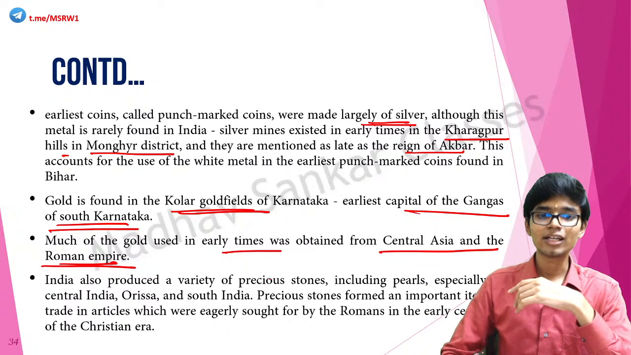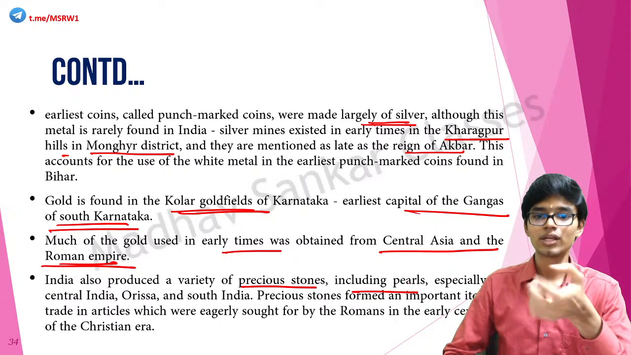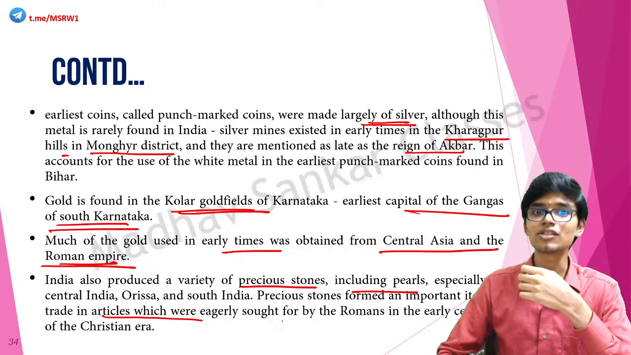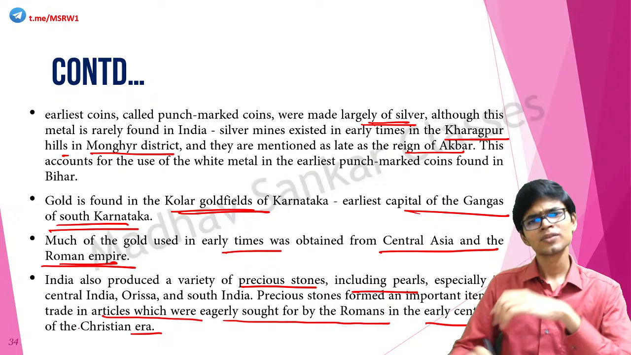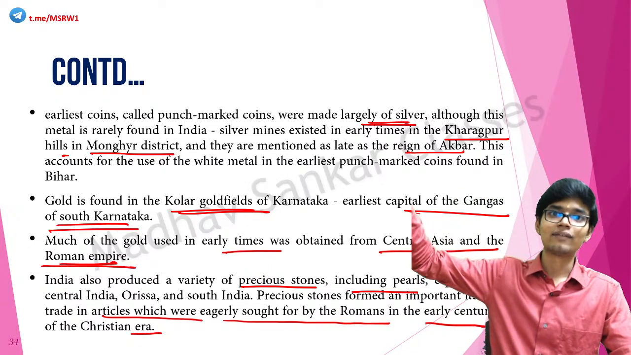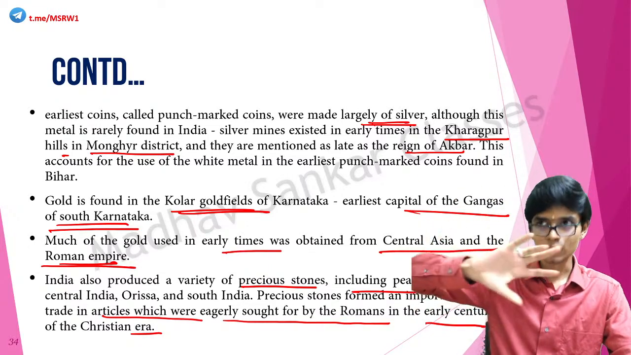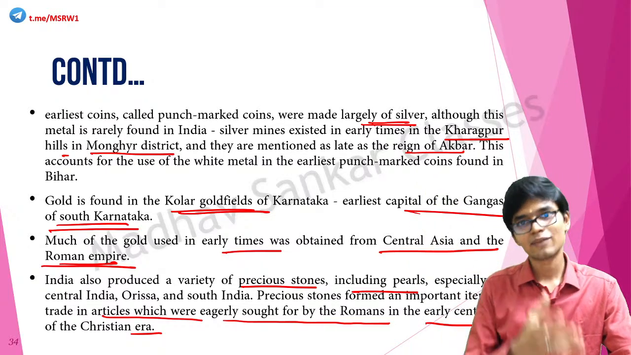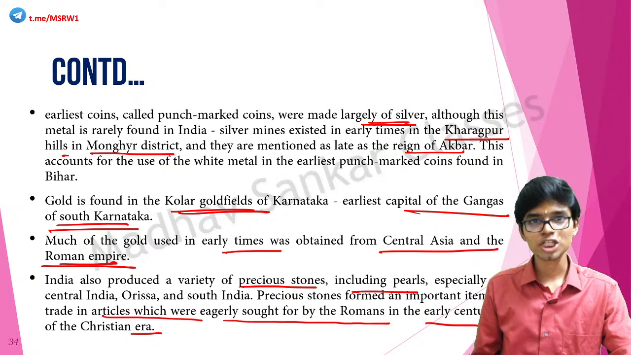India also produced a variety of precious stones, including pearls, especially in Central India, Orissa, etc. Precious stones formed an important item of trade, in articles which were eagerly sought by Romans in the early centuries of the Christian era. So, naturally, India was from those times a very attractive destination because of the wide variety of resources available here. And as time went on, more and more trade came into the picture.